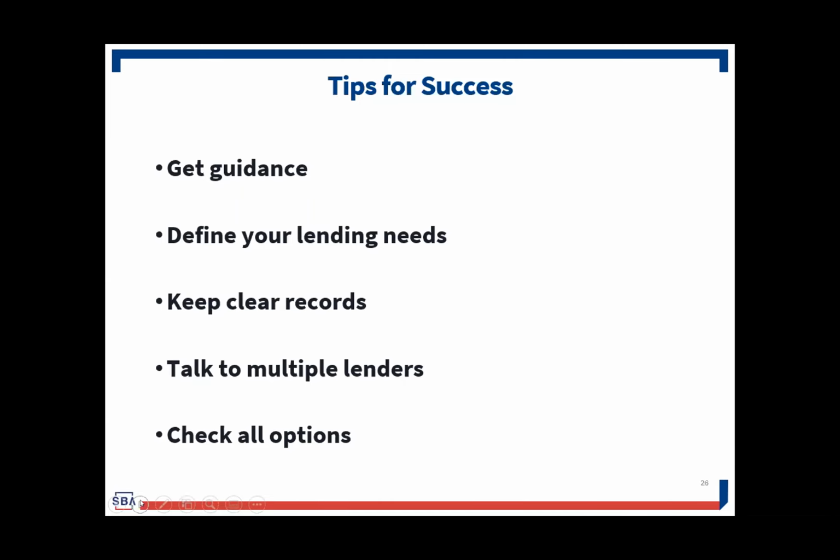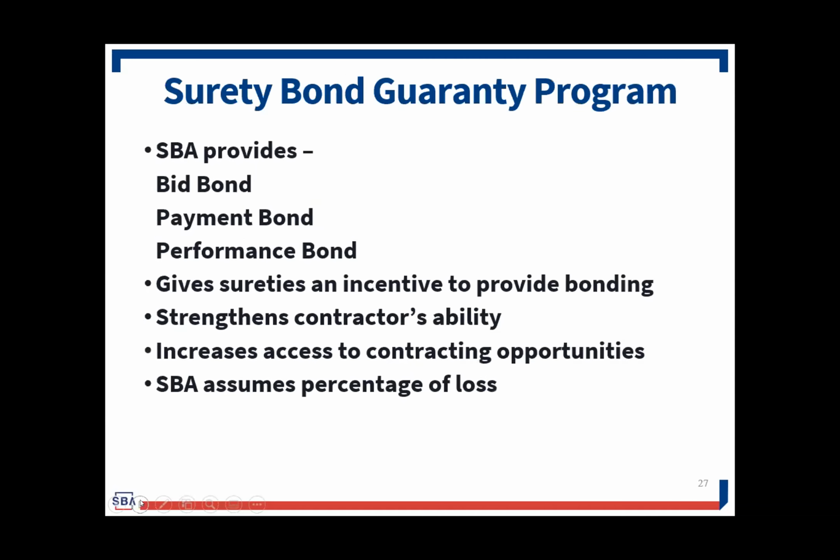Keep clear records, file your taxes on time, track your cash inventory and your accounts receivable and payroll and payables, and just basically make sure you're looking at your financial statements on a regular basis. If your lender is not making the type of loan that you need, then speak to multiple lenders, but make sure that you are checking all of the options for financing.